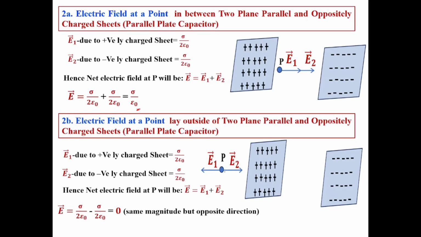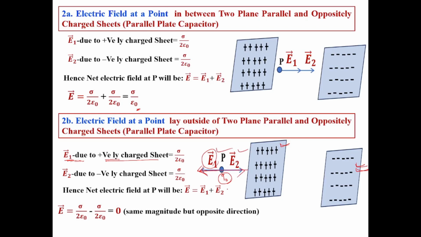Okay, now we are going to consider the case where the point lies outside of the two parallel plates, that means point P is situated over here. As we discussed, E1 is the electric field intensity due to the positively charged sheet. If we put a unit positive charge over here at point P, then due to this sheet it will be repelled along this direction, that means E1 will be along the negative x-axis direction, and this unit positive charge will be attracted by this sheet. So due to this negative sheet, the electric field intensity E2 will be along this direction, and E1 and E2 are opposite to each other.